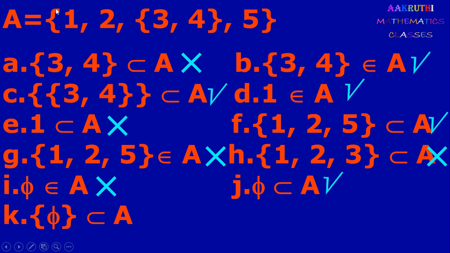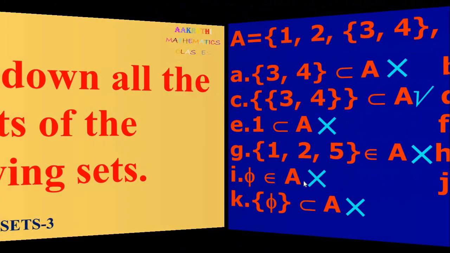Now whether we have empty set here? No. That is the set containing empty set. It is a subset of A. It is not possible. So therefore this is also wrong. Now here A, E, G, H, I, K, all these are not correct statements. So the remaining are correct statements.